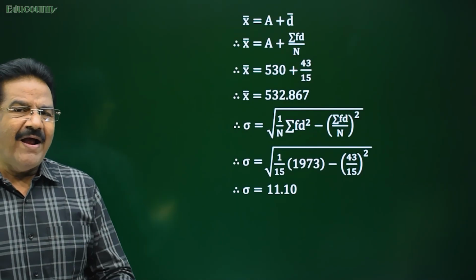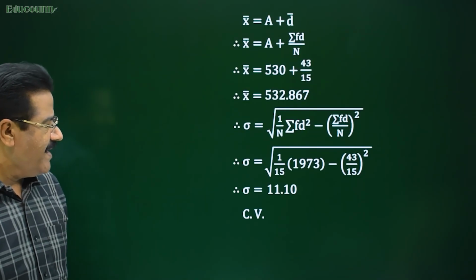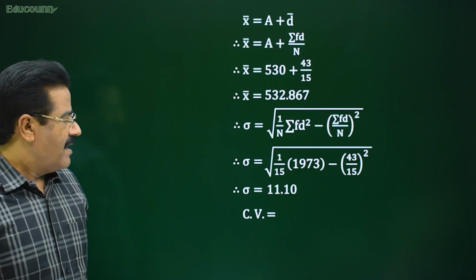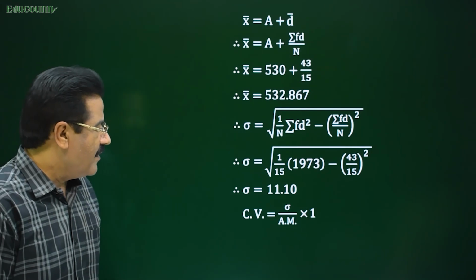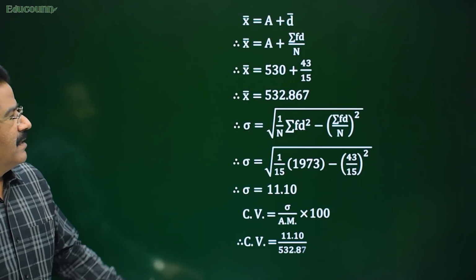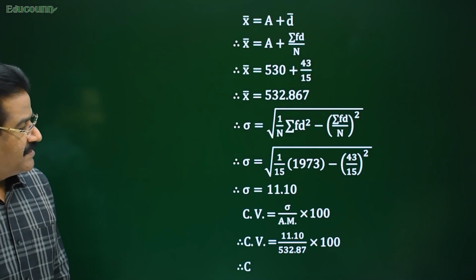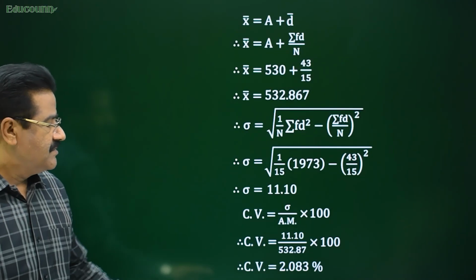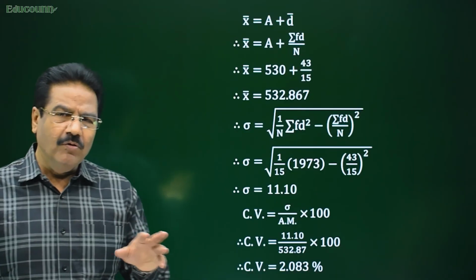If you want to find the variability, we need to find CV. So CV is equal to the formula sigma upon arithmetic mean into 100, therefore 11.10 upon this 532.87 into 100. So the answer is 2.083. We can do the comparison of group A with group B.